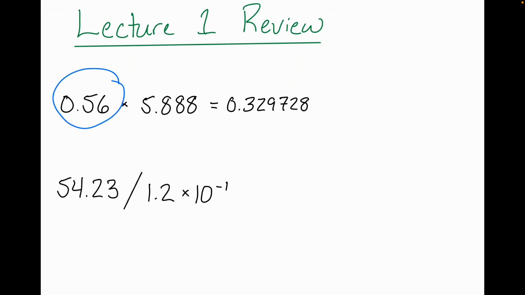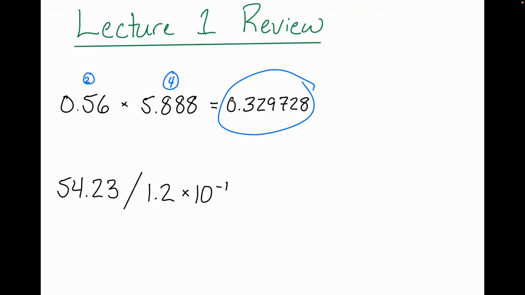In this first one here, 0.56, how many sig figs do I have? Just two. Those leading zeros never count, right? So this one's only 2. And what about the 5.888? That one would be 4. So remember, whichever one of these numbers is fewer, that's how many sig figs your answer has. So now I'm going to take this number right here that my calculator gave me, and I'm going to round it to 2 sig figs.